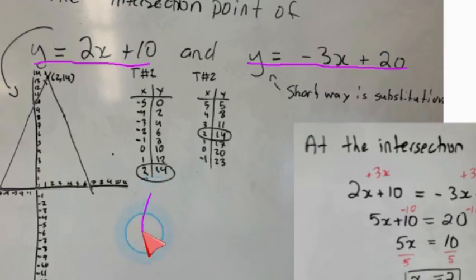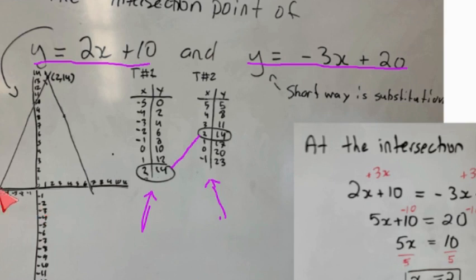So here are our tables of values. One is for y equals 2x plus 10. One is for y equals negative 3x plus 20. And these are both linear, but we do notice that there is a common point in these tables. And this is in fact the intersection point.